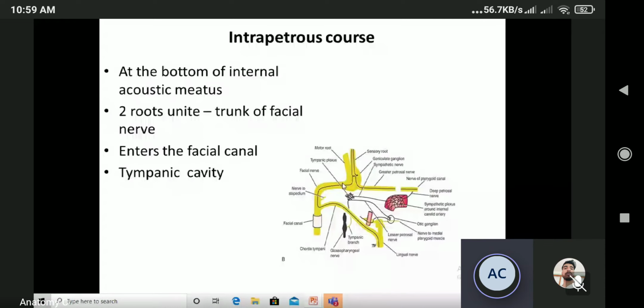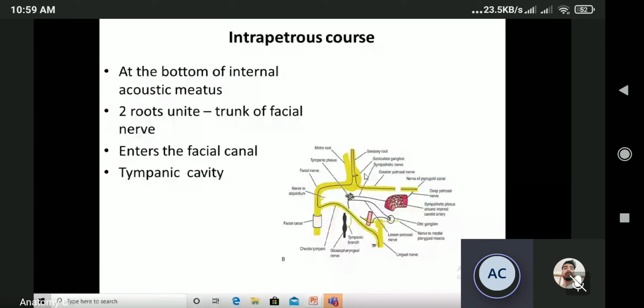At the bottom of the internal acoustic meatus, the two roots, that is the motor and the sensory root, this is the motor root here, and this is the sensory root. The motor and the sensory root unite and form the trunk of the facial nerve. So here it forms the trunk of the facial nerve. Then after forming the trunk, it enters the facial canal. So where do you find the facial canal? Within the tympanic cavity.